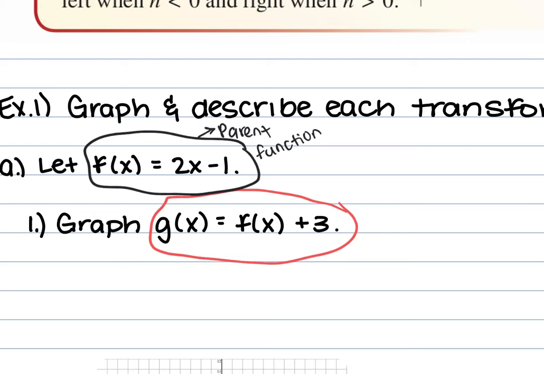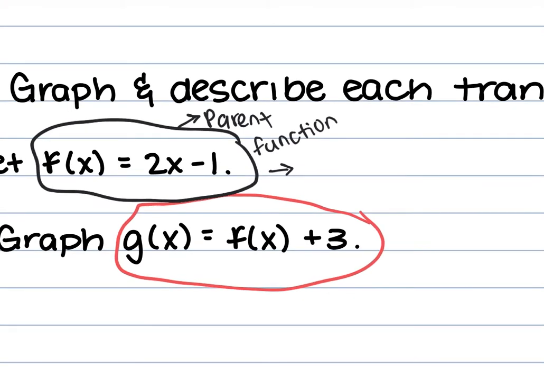Sabrina? What's that form? Grayson, help her out. Slope intercept form. Good. This is in slope intercept form. So the information that we know right off the bat is we should know our slope and we should know our y-intercept. Who can tell me what the slope is of our parent function?